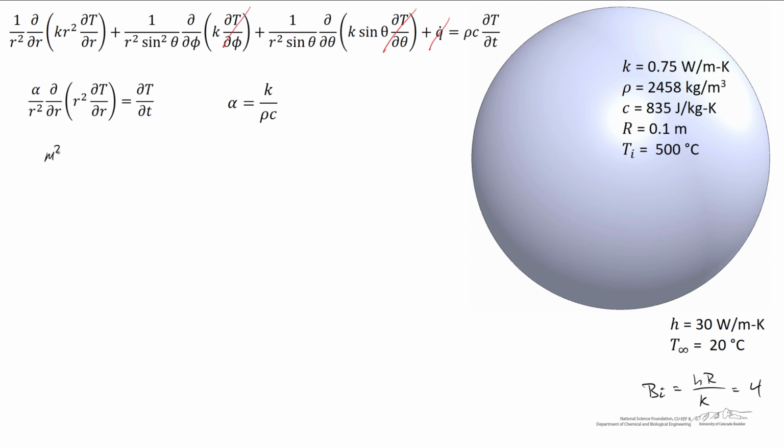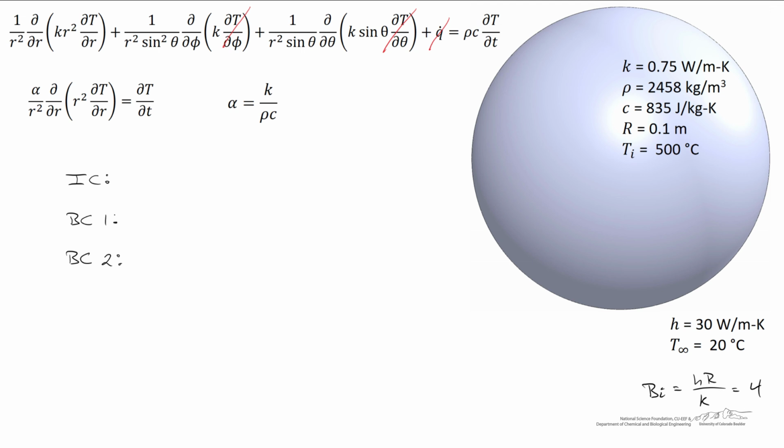Let's take a moment to check the units. Alpha has dimensions of meters squared per second. 1 over r squared is 1 over meter squared. The partial also has dimensions, so 1 over meters for d/dr, meters squared for r squared, and finally Kelvin per meter for dT/dr. If we simplify these units, we'll find that the left-hand side has dimensions of Kelvin per second, and that's congruent with the dimensions of the right-hand side.